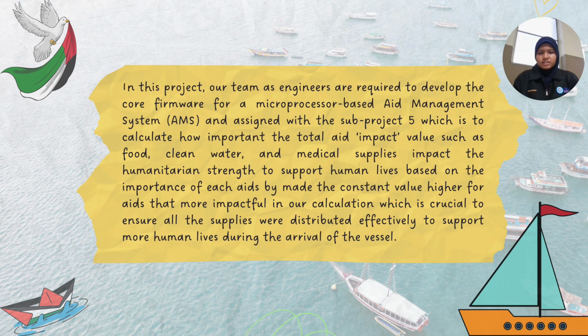So this is our project introduction and project scope. Basically, we, group 1, were assigned with sub-project 5, where we need to calculate how the total 8 impact values, such as food, clean water and medical supplies, impact the humanitarian strength to support human life based on the importance of each aid.